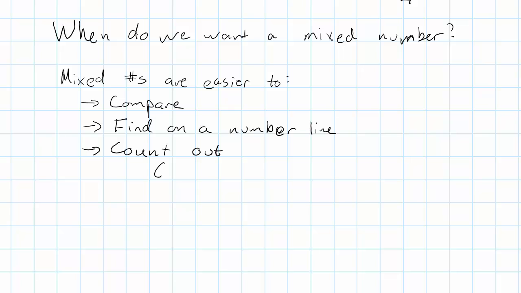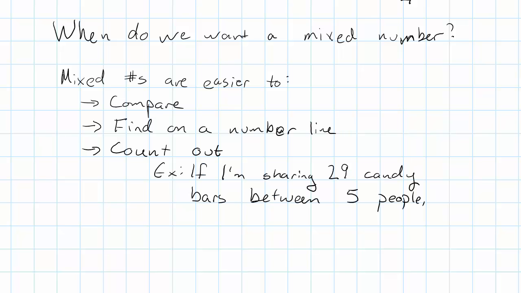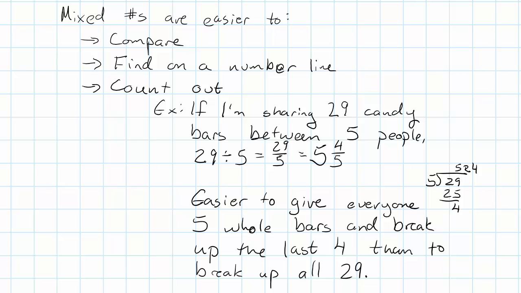What do I mean by this? If I'm sharing 29 candy bars between 5 people, I want 29 divided by 5, which I can think of as 29/5, or as 5 whole things and 4/5. It's easier to give everyone 5 whole bars and break up the last 4 than it is to break up all 29. So that's what I mean by a mixed number being easier to count out.